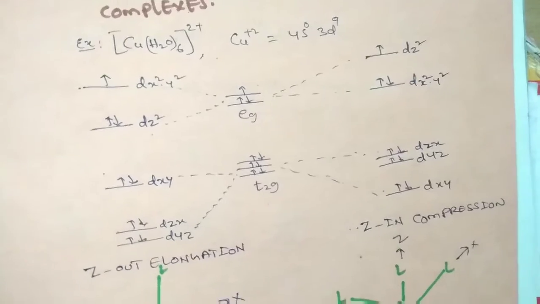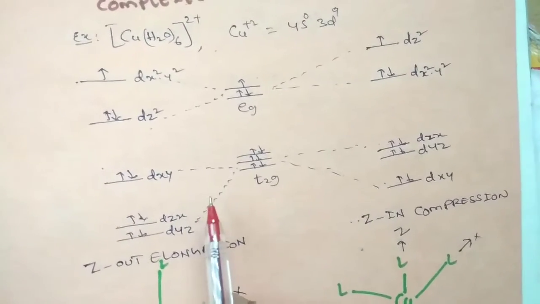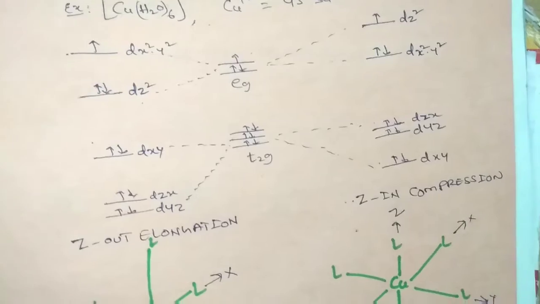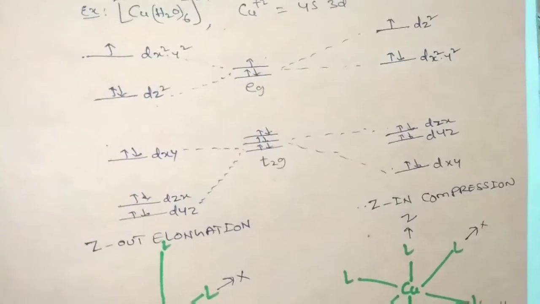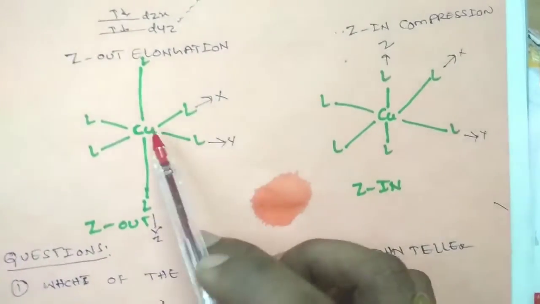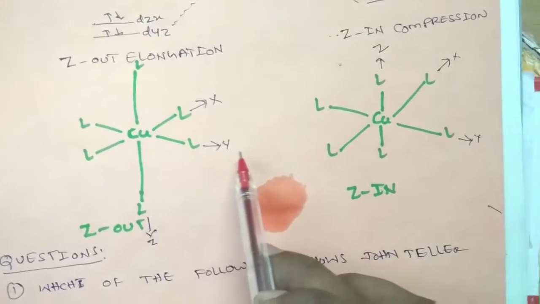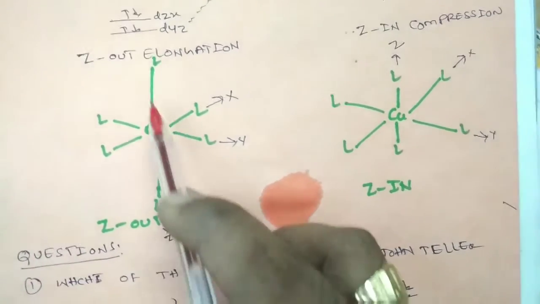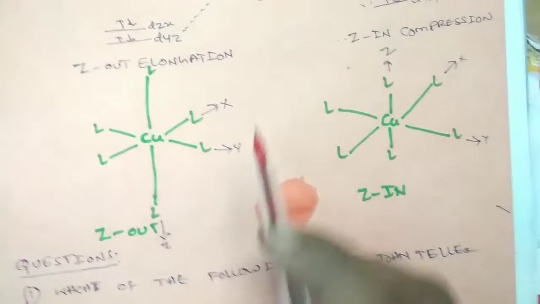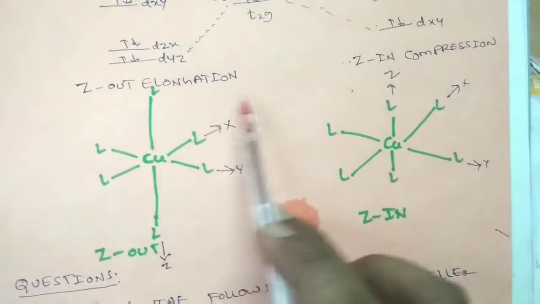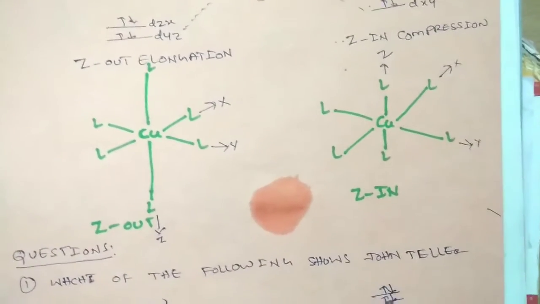So in this case, what will happen? The bond length of ligand metal along z-axis will be greater than the bond lengths of metal ligand along x and y axis. See here, the bond lengths along x and y will be shorter than the bond lengths of metal and ligand along z-axis. So this kind of distortion is called z-out elongation or z-out distortion.